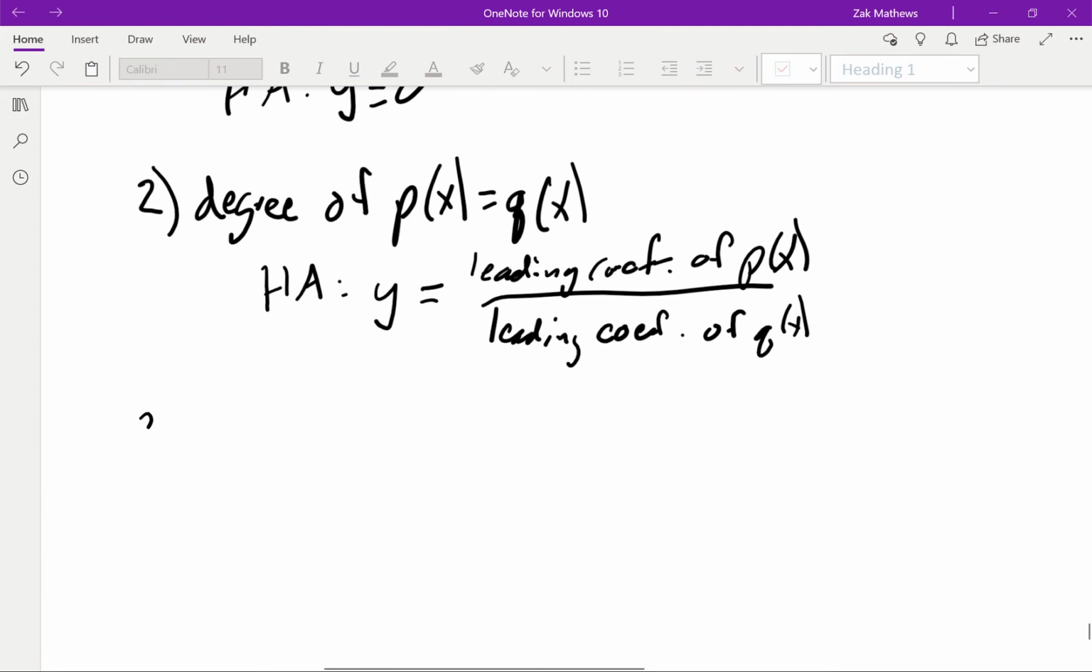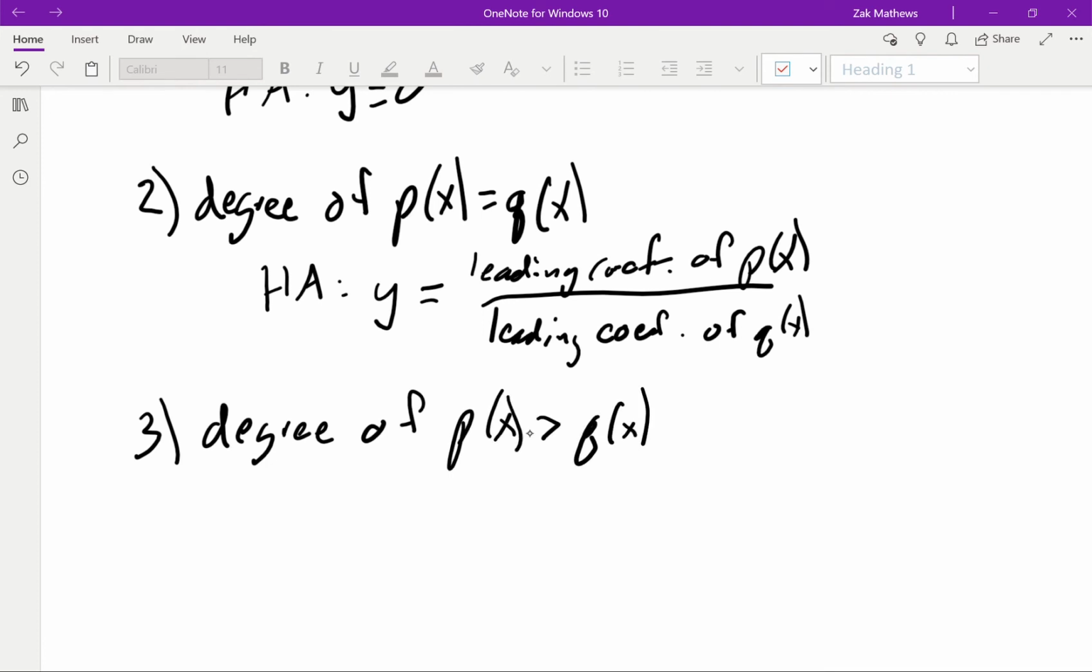And then finally, if you haven't figured out what the third one's going to be, the degree of p of x is greater than the degree of the denominator, the q of x. Then there is no horizontal asymptote.